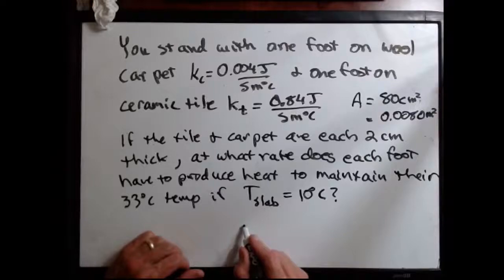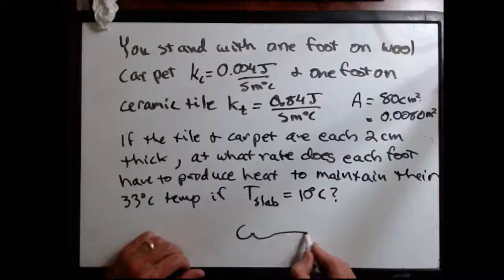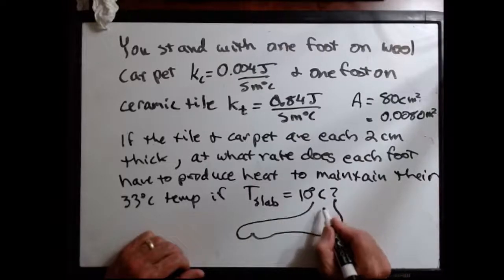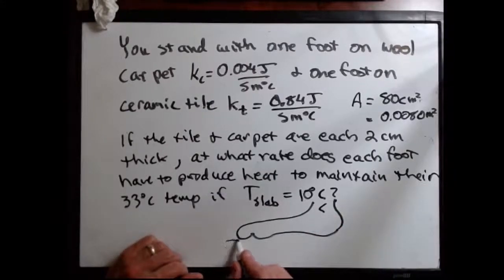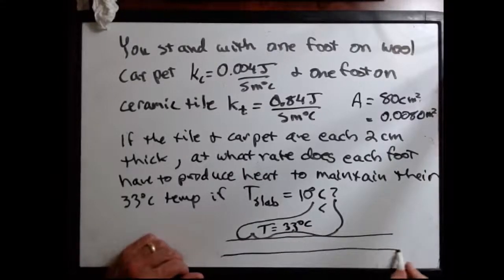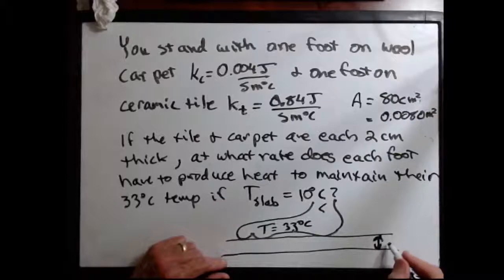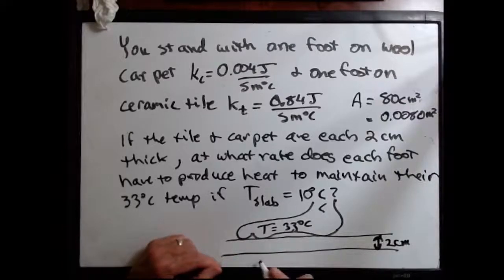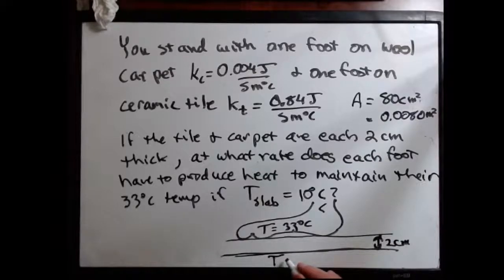So I'm going to draw a picture of a foot just so we kind of agree. I know this isn't a very good foot, but that's my foot, right? And so what we're saying here is this is the bottom of my foot, and its temperature, we'll assume it's in contact the whole way, is 33 degrees C. And now this is the thing that's 2 centimeters thick, and it's either carpet or tile, depending on which foot you're talking about. And then underneath that is the slab, and down here, this is T equals 10 degrees C.